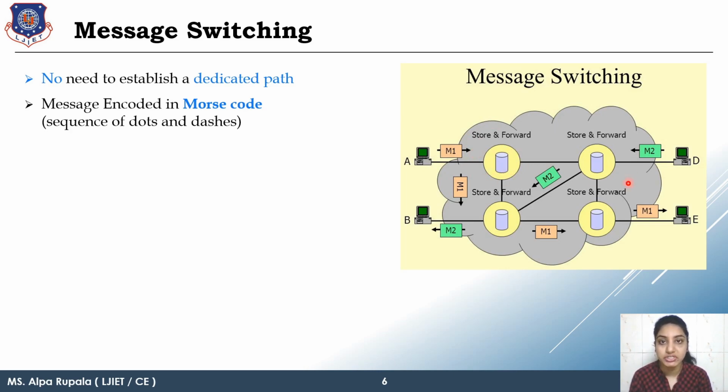Now in your switches, you have a data storage network, a large secondary storage network. In this secondary storage network, your particular message is stored when your channel is busy, and forwarded when your channel is free. For this particular switch, if this channel is busy, then this message will be stored over here, and when the channel is free, the message will be transferred.